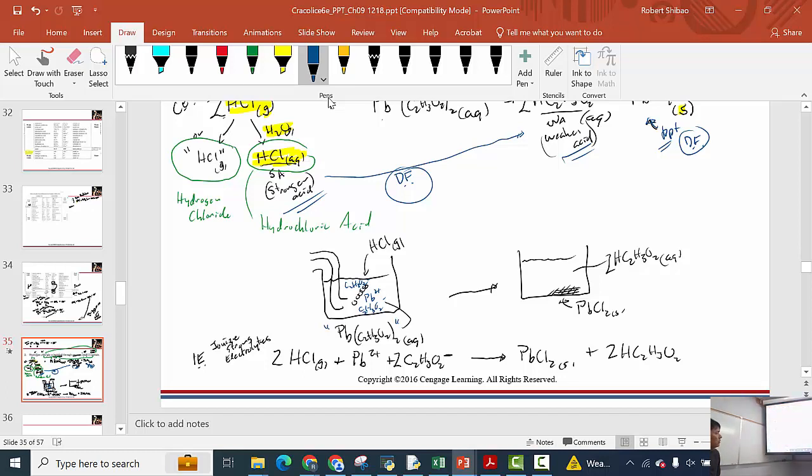Do you see? Oh, I didn't see that. So it gets split apart. Okay. In this case, we left the HCl as a gas here. If this were HCl aqueous, then I would have broken it apart into H plus and Cl minus.